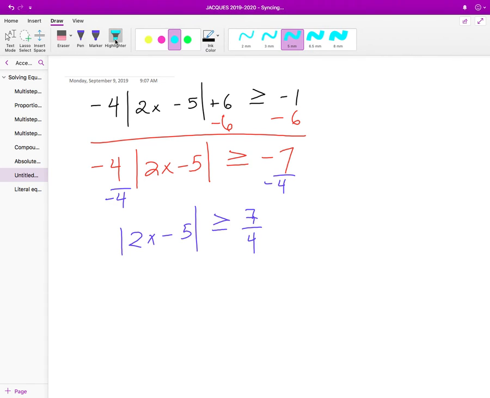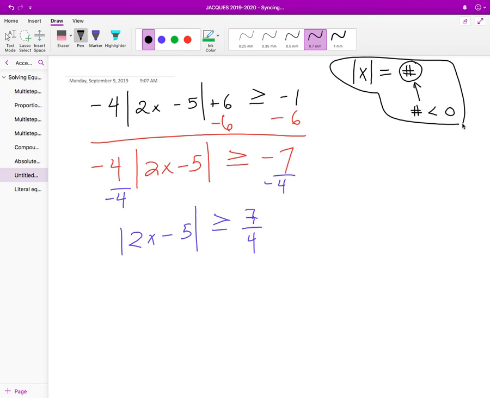Now just a note, this is about logic, and with all absolute values, you've got to keep an eye out for the absolute value of x equals a number, and if that number is less than 0, we can even just stop. In this case, we're good. We have an absolute value that is greater than 7/4. We're going to then split it apart.